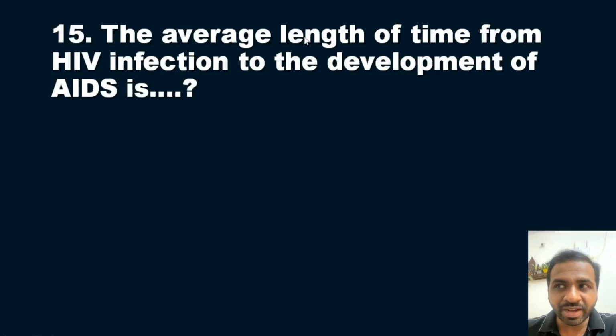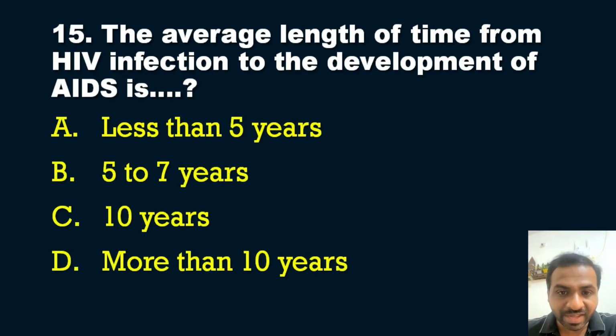Now we will move on to the last question in our series. The question is: the average length of time from HIV infection to the development of AIDS is. The options are: option A, less than 5 years; option B, 5 to 7 years; option C, 10 years; and option D, more than 10 years. So the length of time from HIV infection to the development of AIDS.